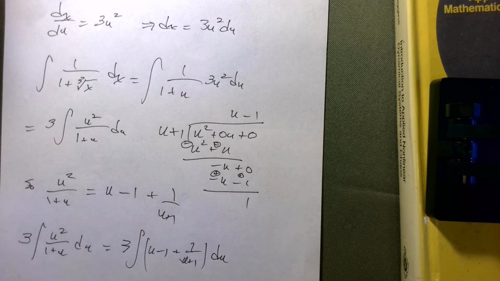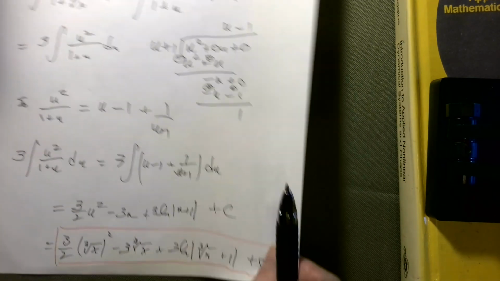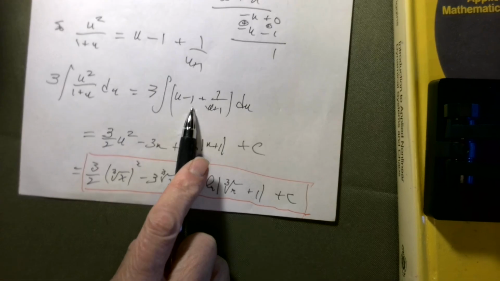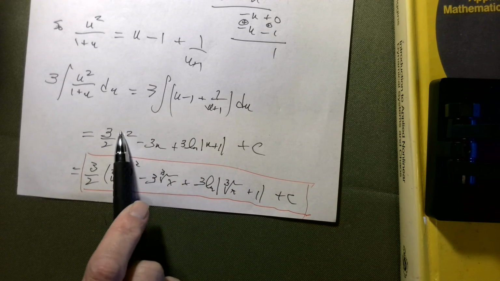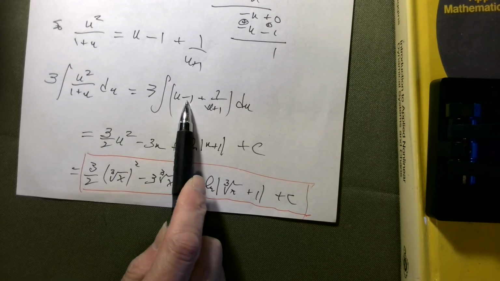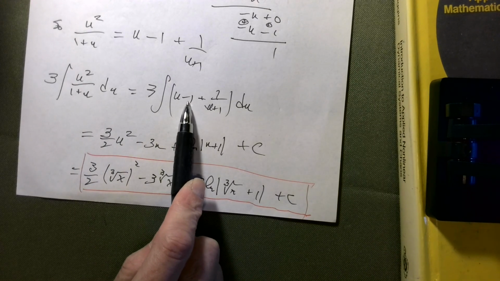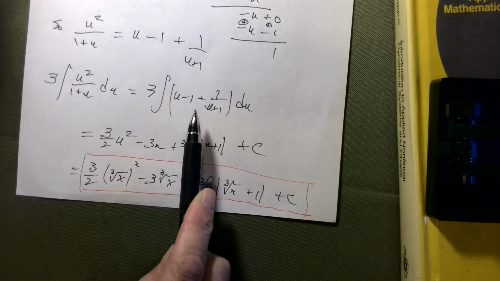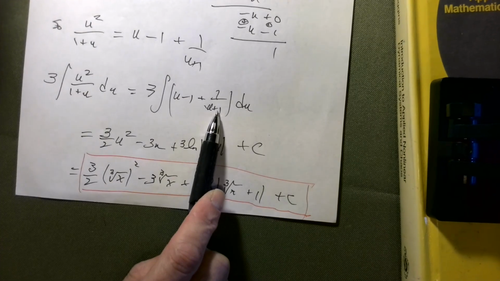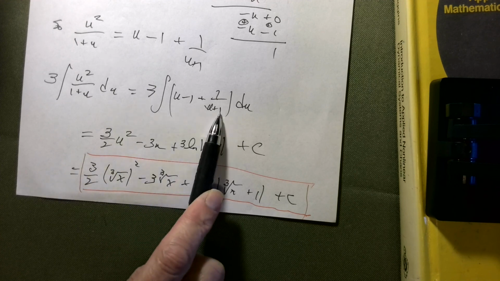Alright, so if we do this, I can integrate u minus 1. The integral of u is just u squared over 2. That's where this comes from. The integral of negative 1 is just negative u. But we have a 3, so we have a negative 3u. This is an ln problem, so I have 3 times the ln of this.